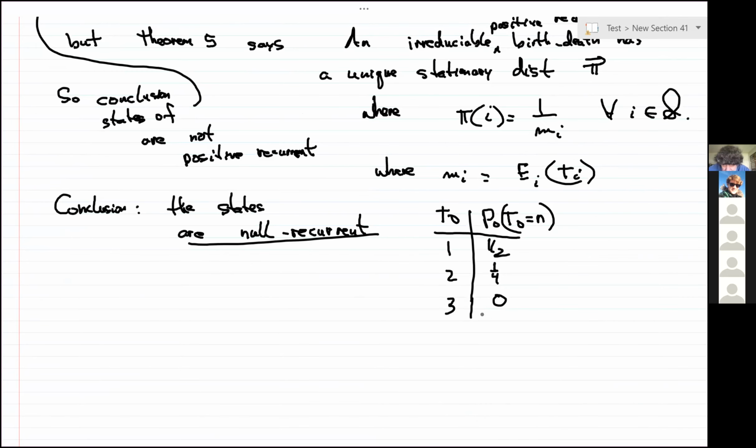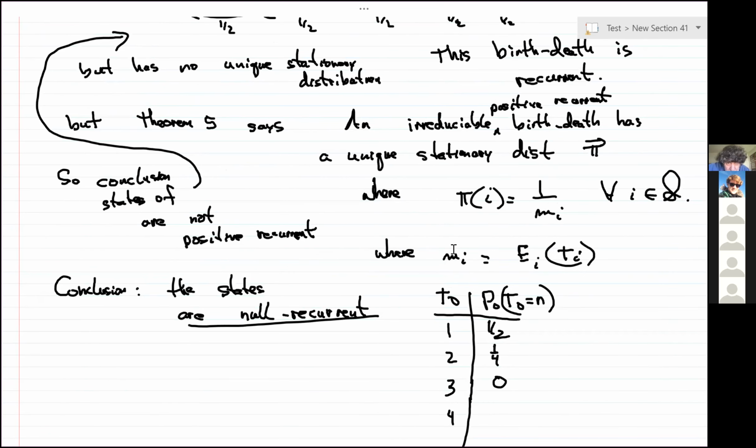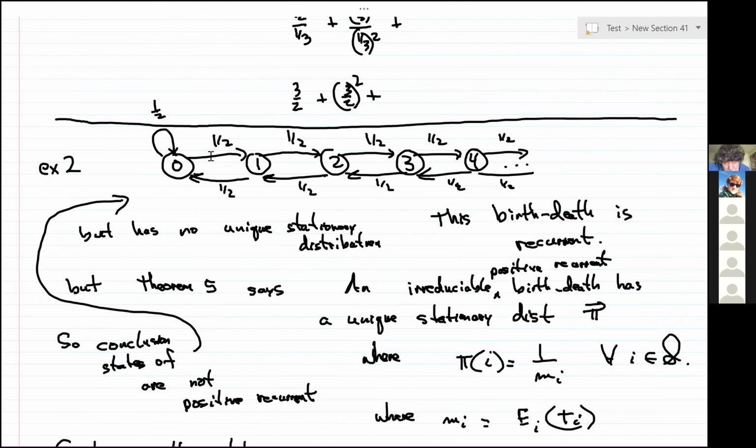And what about 4 steps? What's the probability of starting at 0 and first getting back to 0 in 4 steps? Well, you could go up, up, down, down. That would be first getting back in 4 steps. The probability of doing that would be 1/2 times a half times a half times a half, which is a 16th.